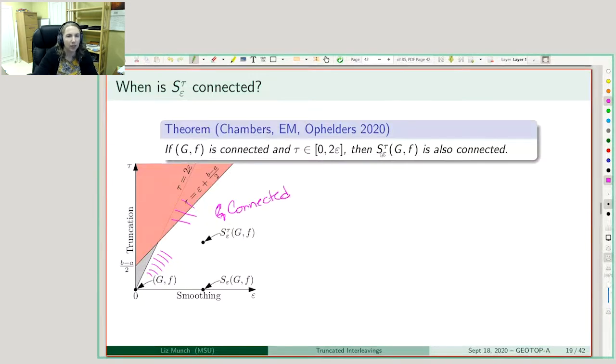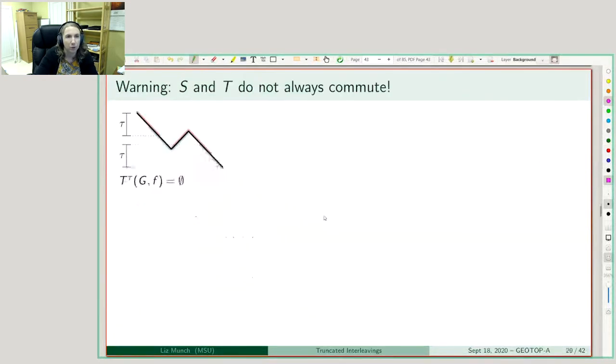Cool. So we at least have inside of this white region a promise that I am not going to end up with an empty Reeb graph and not going to end up with a disconnected Reeb graph if I started with a connected one. Okay, so this is why I was trying to be very careful before about talking about which one comes first, S or T. So S and T do not always commute. So smoothing first versus truncating and truncating versus smoothing.